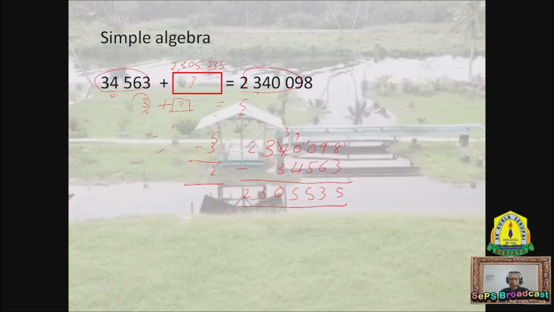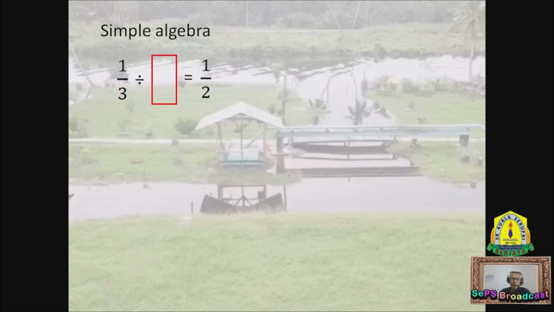It's very simple. Let's look at another one, simple algebra, but this time it is about fractions. How are you going to find the number in the blank? 1 over 3 divided by what number equals 1 half? Again, let's say 8 divided by 2 equals 4. But the number 2, we simply hide. How are you going to get number 2? 8 divided by 4 equals 2. That is how you get your answer.